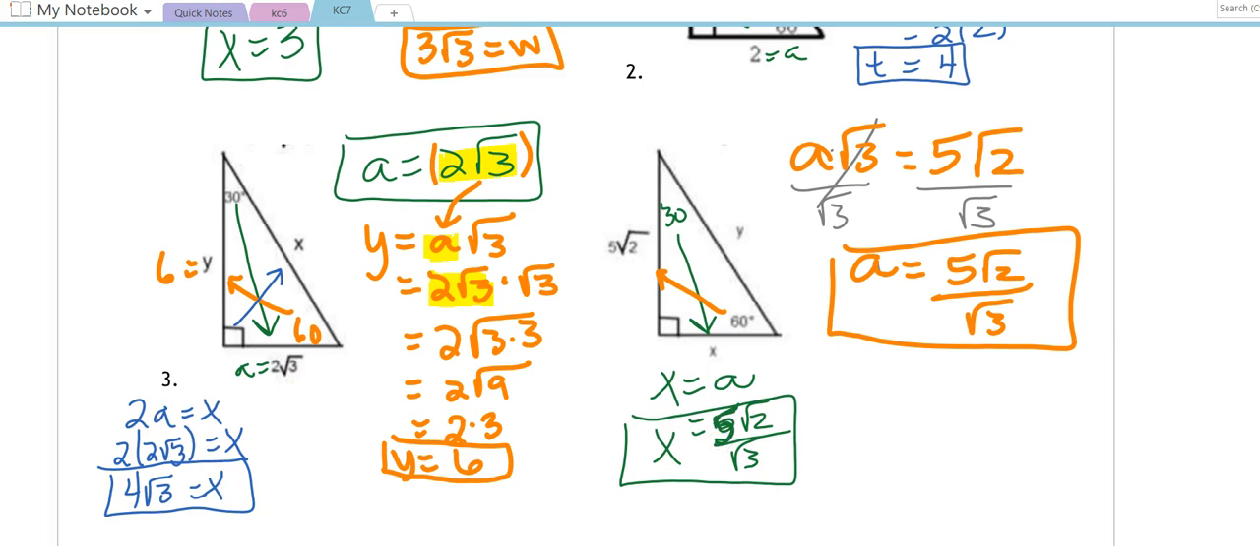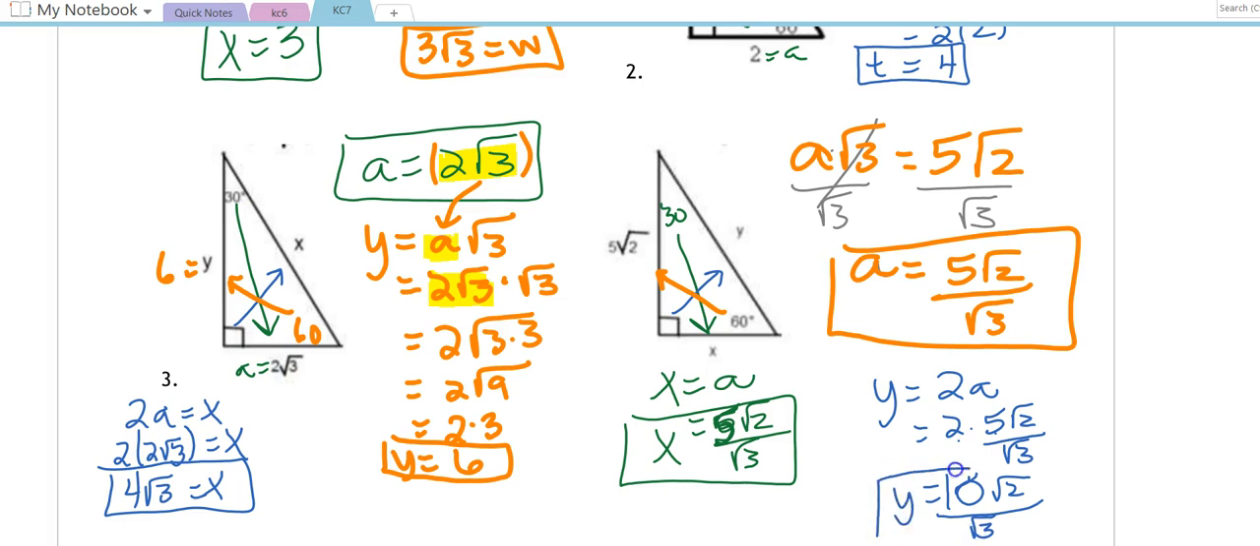All right. My hypotenuse then is the last segment I have to solve for, and that has to be 2 times a. So that means y has to equal 2 times a. My a, though, was 5 times the square root of 2 over square root of 3. When I multiply, I'm going to multiply my coefficients there. So 2 times 5, right? 2 times 5 is 10 times square root of 2, still over the square root of 3, which would be my hypotenuse, and the last side I need to solve for.